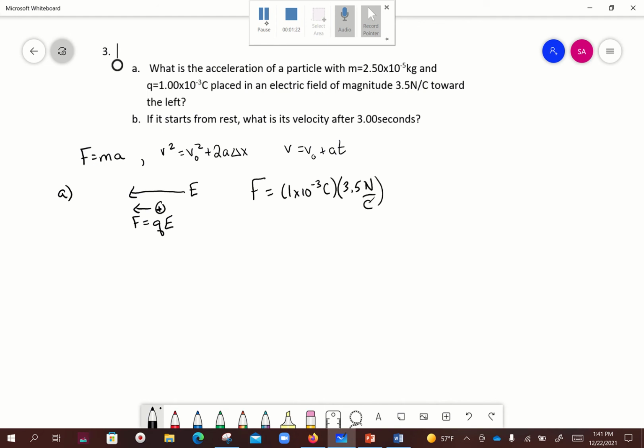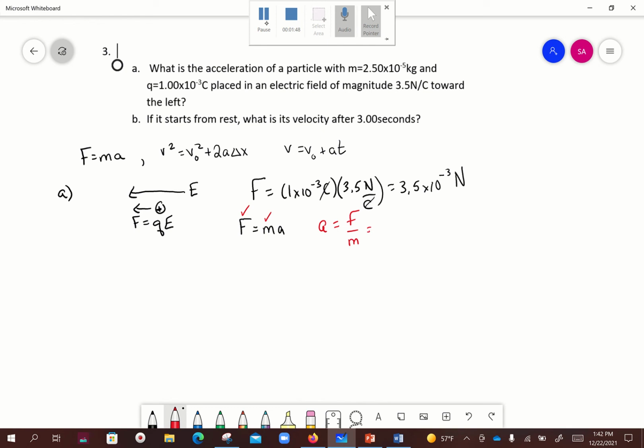So you can see when I do that, the coulomb units are going to cancel out. I'm just going to be left with newtons. So I get 3.5 times 10 to the minus 3 newtons. So that's my force. And I want to know what's the acceleration. So I've got F equals ma. And I just calculated my force. The problem gives us m.